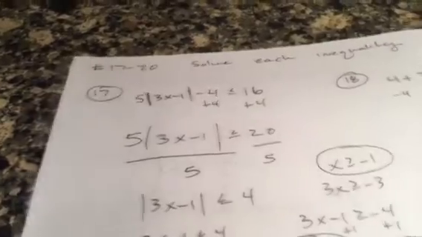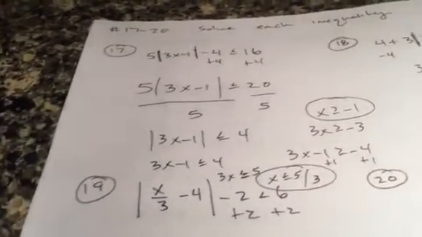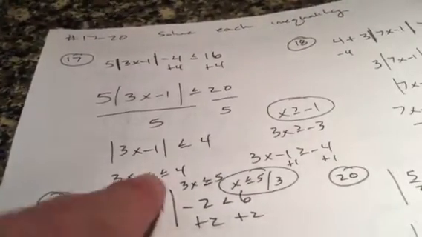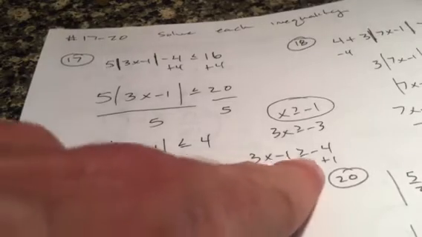All right. Take a look at solve each absolute value inequality. Add 4, divide by 5. Those, let's see, are your 2 absolute value inequalities. 3x minus 1 is less than or equal to 4. 3x minus 1 greater than or equal to -4. Solve both. There they are.